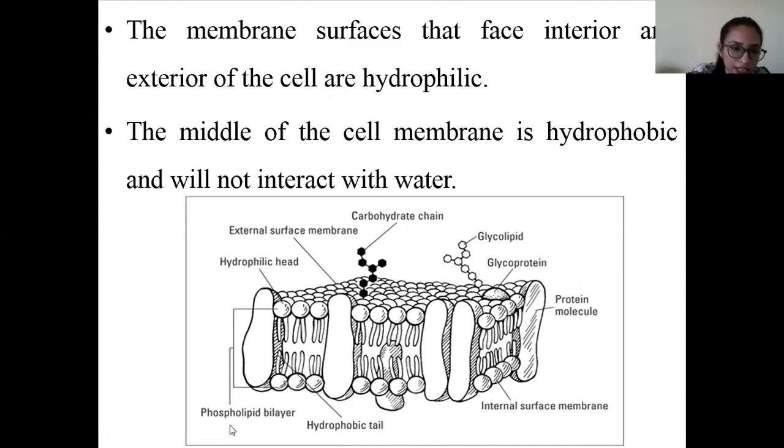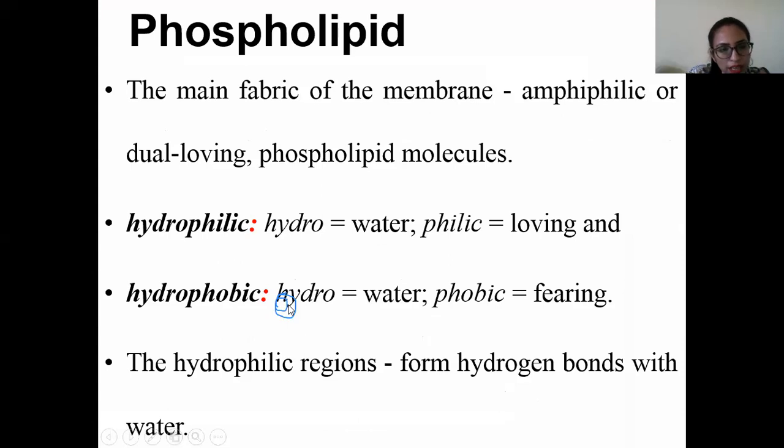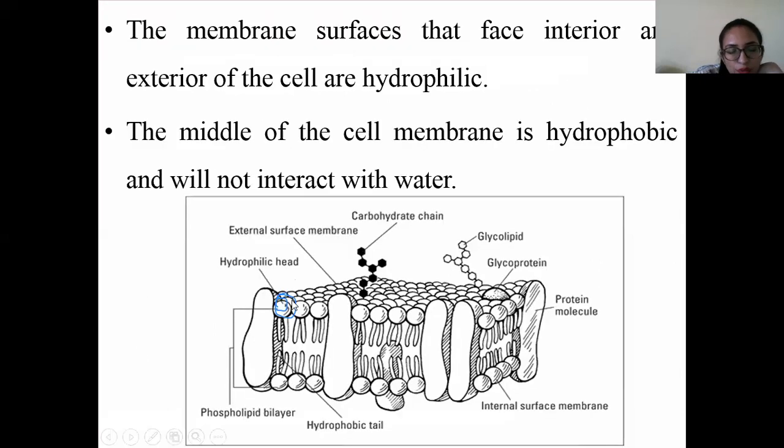Now you can see from the structure, it is clearly visible. This is the hydrophilic head. As we discussed earlier, the head is hydrophilic, so it loves water, and the tails love the lipids. That's why the structure is such that the hydrophilic heads are exposed to the exterior and the interior of the cell membrane.